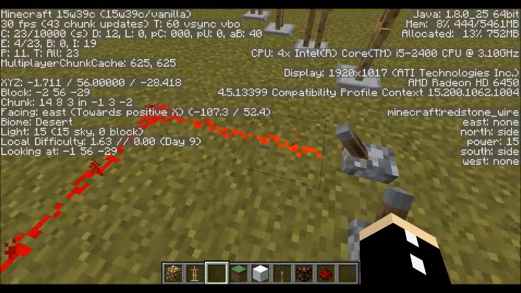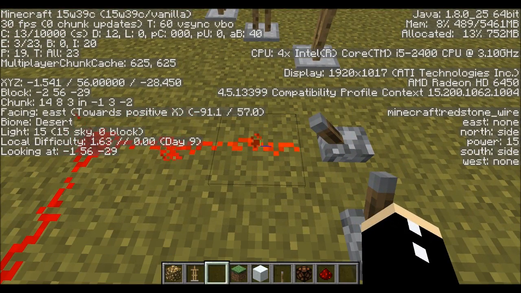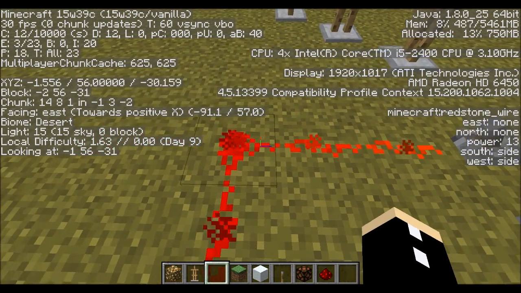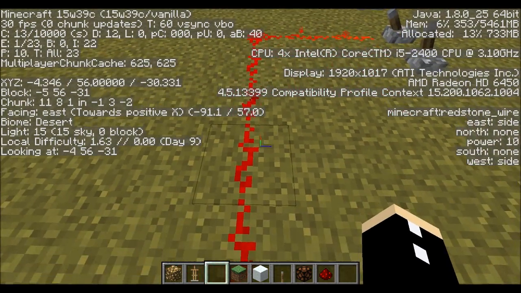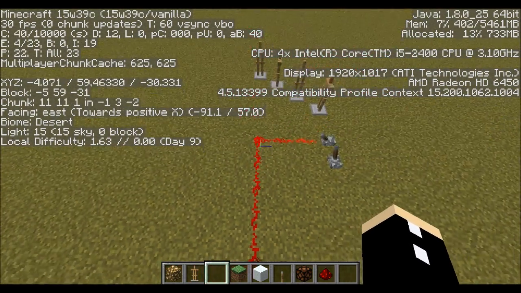So let's go to this redstone. You can see that it's got a power of 15. It's not facing east, but it is going north to the side. It's got a power of 15, as I said, south to the side, and it's not going west. And as I move across, you will see that the directions and the power will change as well. So the power is decreasing over time as well.